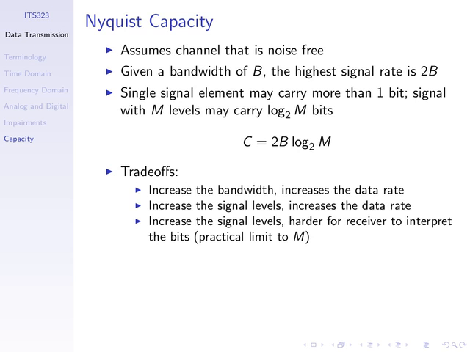M equal to 8, we have 8 levels. Each level represents 3 bits. Maybe plus 5, maybe 0, 0, 0, and then we'd have 0, 0, 1. We'd have 8 different combinations. M equal to 8. What's our data rate? What would our data rate be if M equals 8?